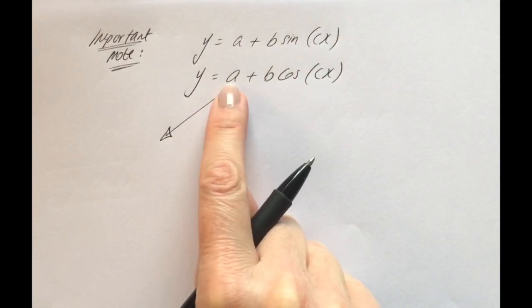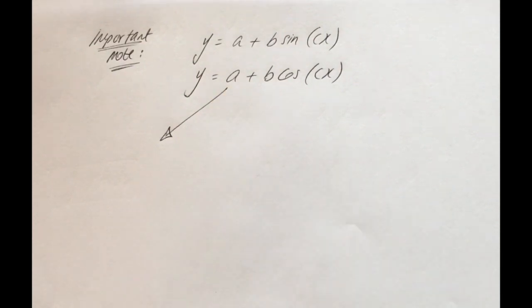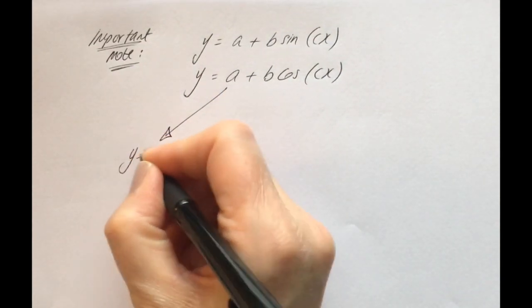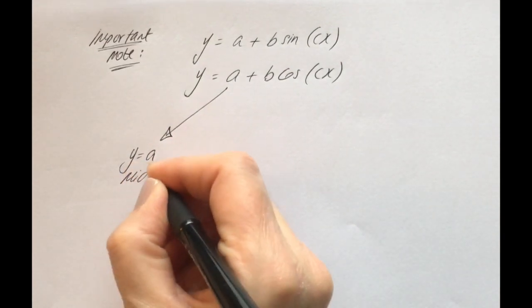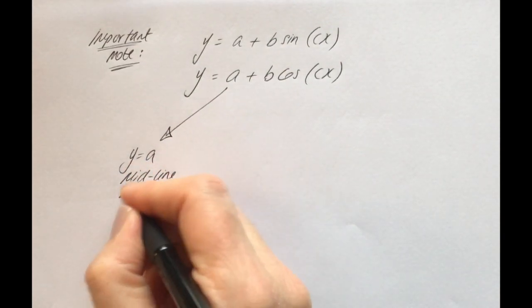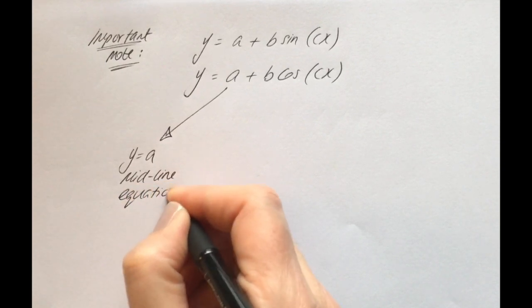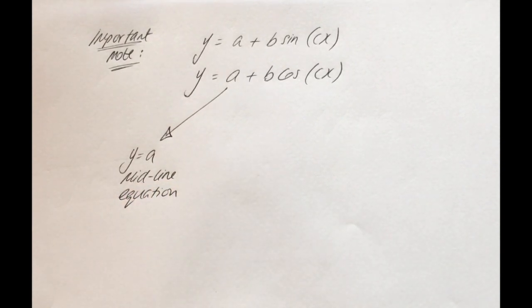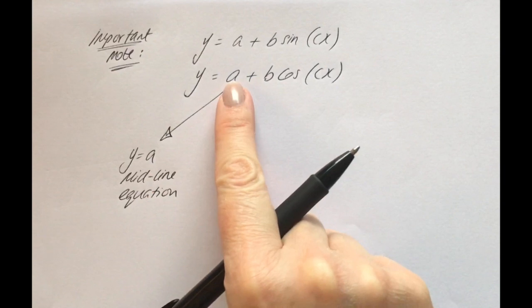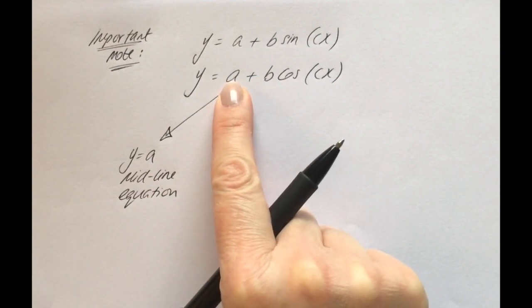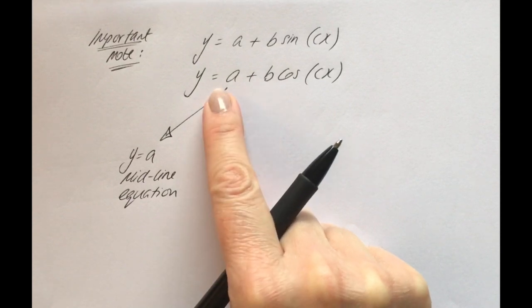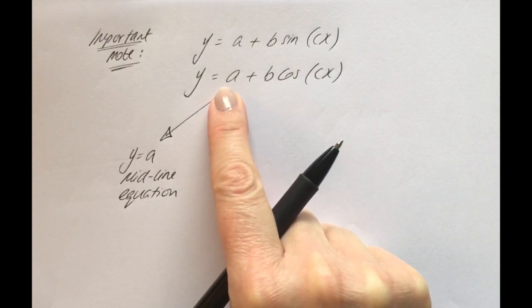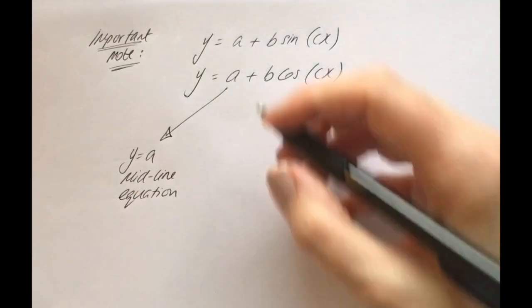This being added on gives you a vertical shift, of course, and it gives you the midline equation. So y equals a is that middle line of the graph and the equation of that line, okay? So that's the first important point about the value that appears here. And of course, if it's 0 or there's no value being added on, then it's y equals 0. The x-axis is the midline equation.